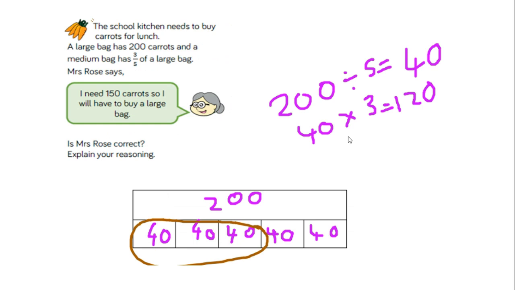Okay, so 3/5 of 200 is 120. 200 divided by 5 is 40. 40 multiplied by 3 is 120. So Mrs. Rose is correct, because a medium bag would not contain enough carrots. She'd need 30 more carrots. So she would need to buy a large bag and have 50 carrots left over for another day.